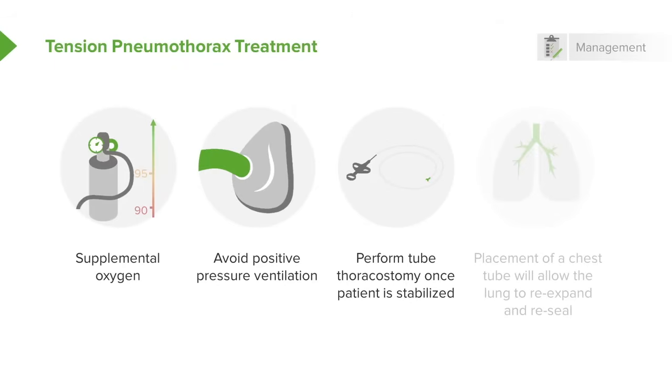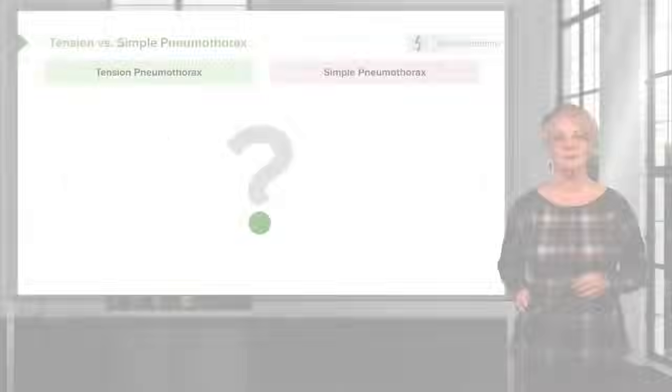You also want to place a chest tube once your patient is stabilized. So you're going to insert a large caliber chest tube onto the affected side, and that's what's going to restore your negative pleural pressure and allow the lung to heal. This is necessary in order to allow the lung to fully re-expand and eventually allow it to seal off the defect that caused the tension pneumothorax in the first place.